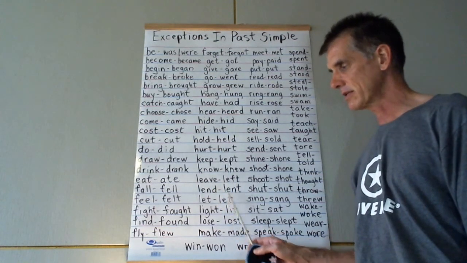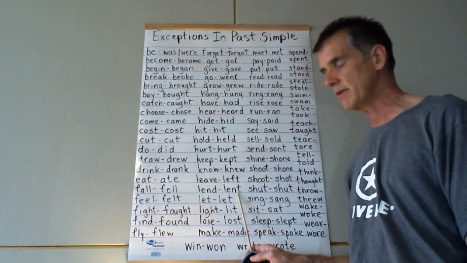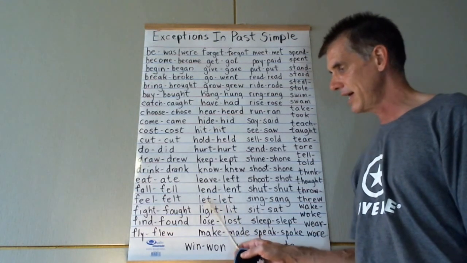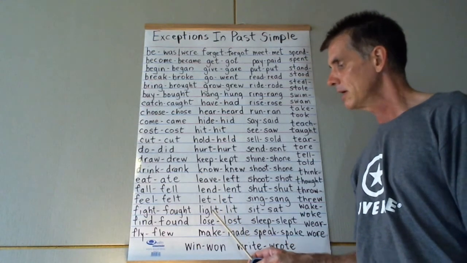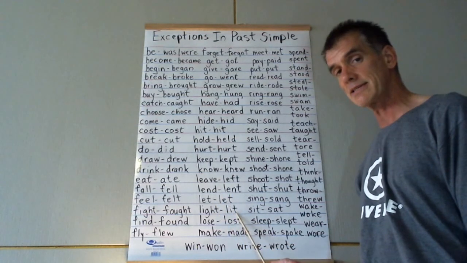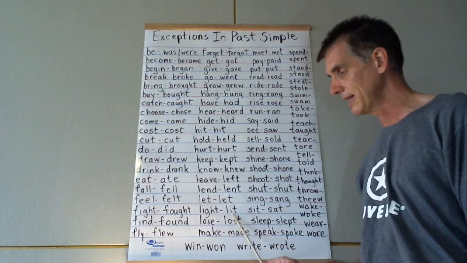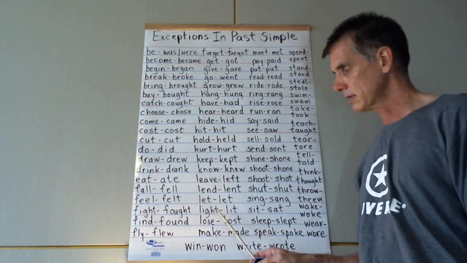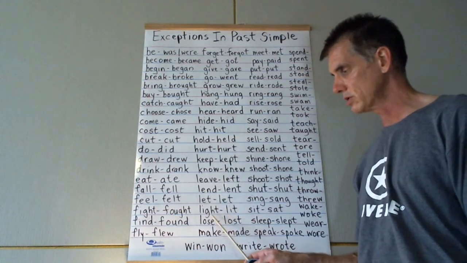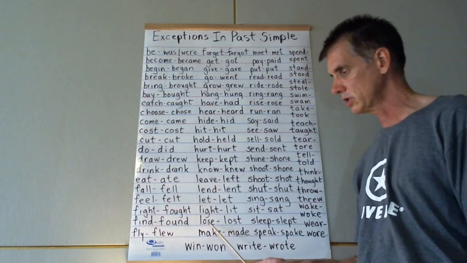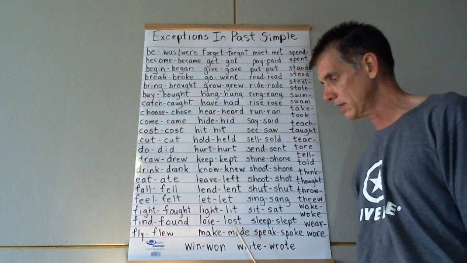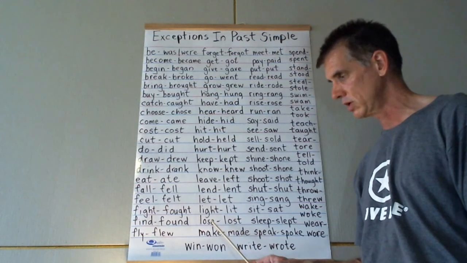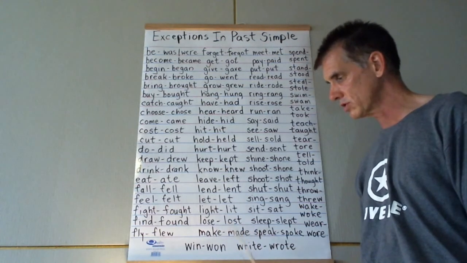Lend and lent. So D changes to T in the past tense. Let and let. So again, some verbs actually stay the same. Then light and lit. Okay? And that's a huge change there. The spelling completely changes. Then lose and lost. That's a pretty significant change. Just the E changes to T.